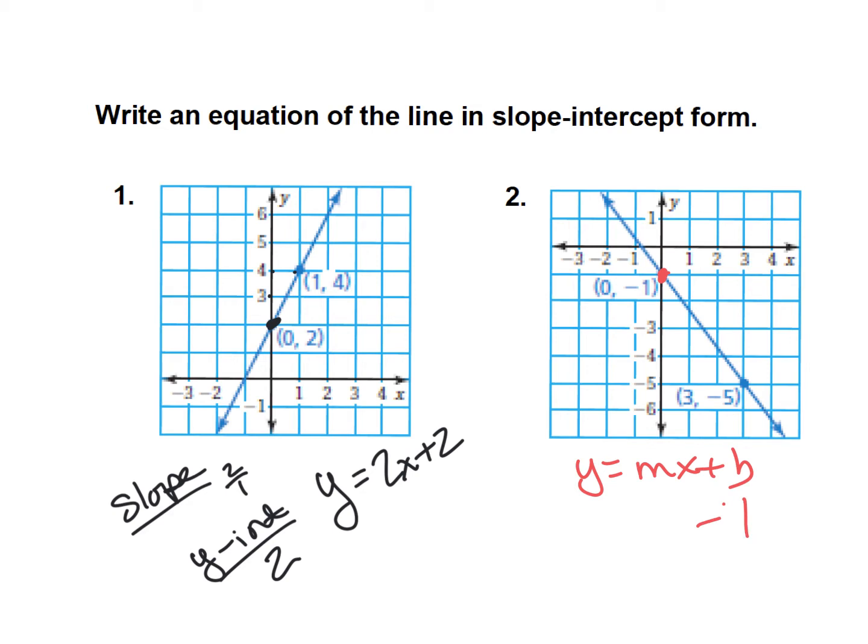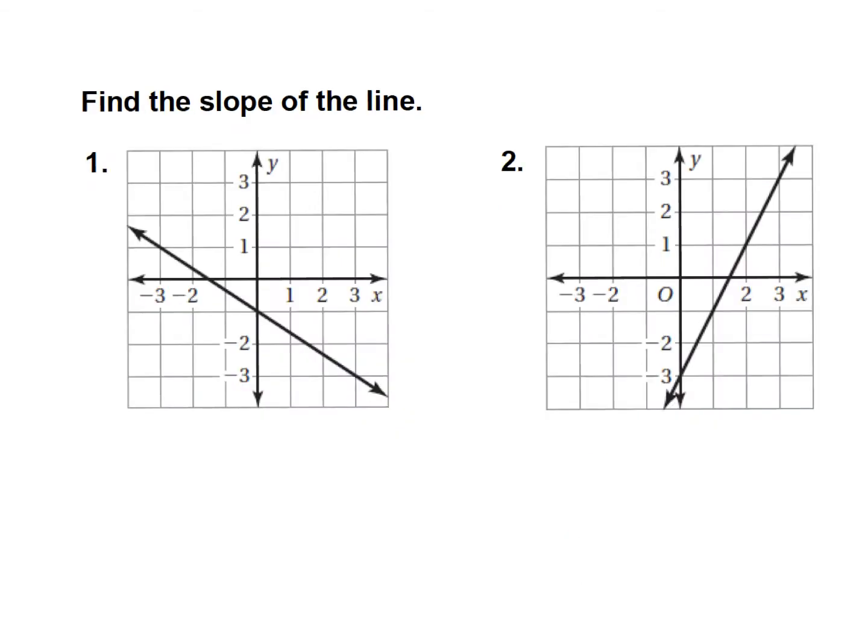And our slope goes 1, 2, 3, 4 down, 1, 2, 3. So it's -4/3 x. So y equals -4/3 x minus 1. Pause the video, see if you can find the equation for each one of these, and then come back and see if you agree.